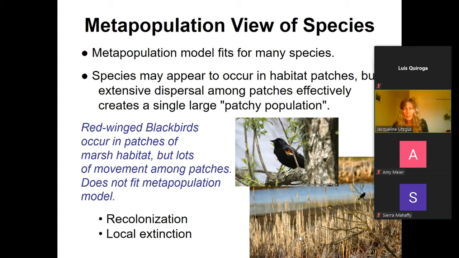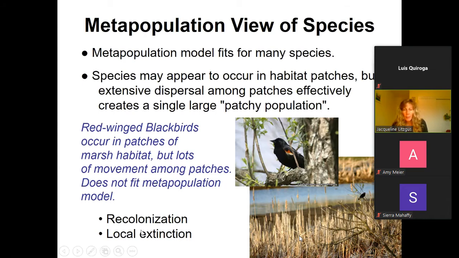And so again, this can be dispersal, flying species. You think about birds, right? They can move from one patch to another so easily because of their ability to fly. So red-winged blackbirds are an example of this patchy sort of population as opposed to a true metapopulation. Red-winged blackbirds occur in patches of marsh habitat, but there's a lot of movement between those marshes because they can fly. So it's not really a metapopulation system. A terrestrial barrier is no barrier to them because they can just fly over it, right?